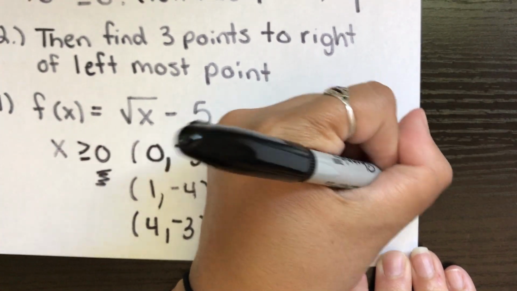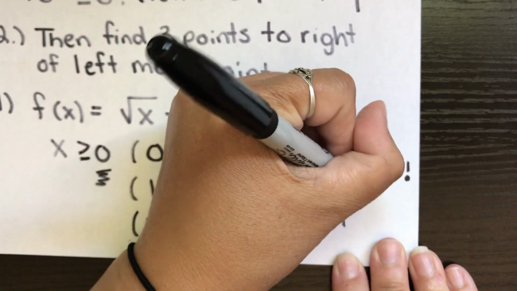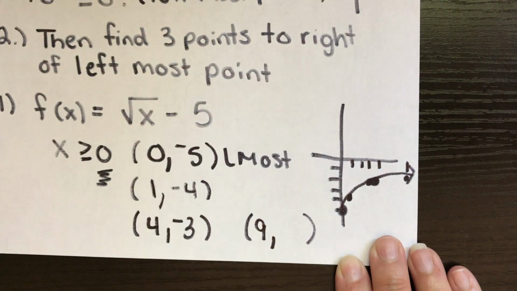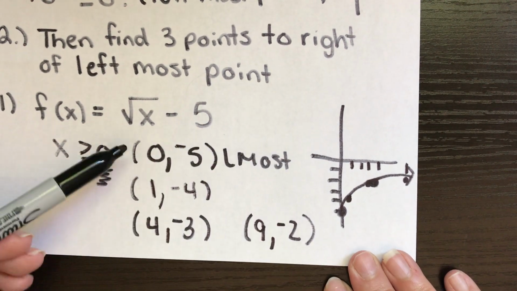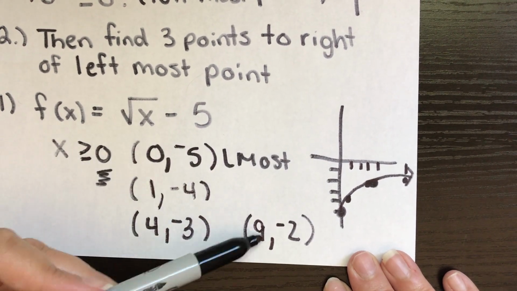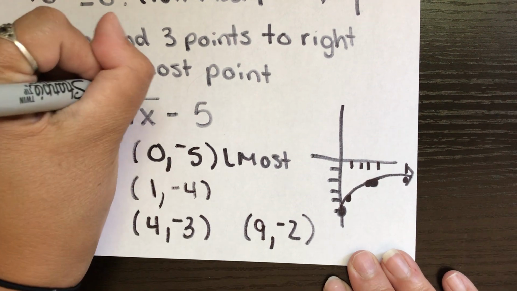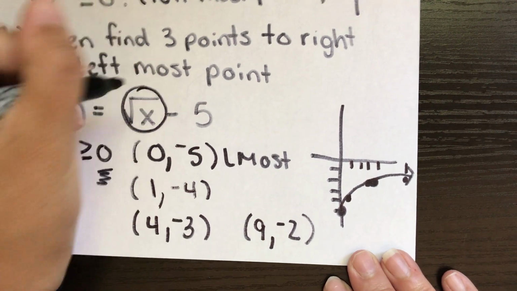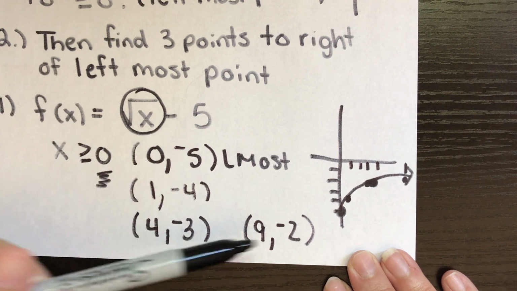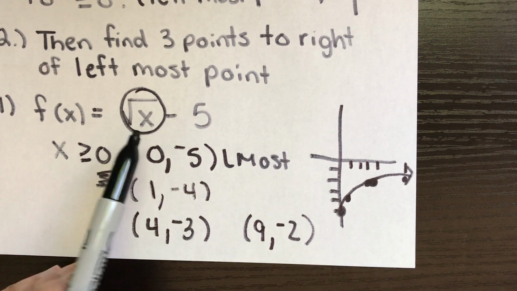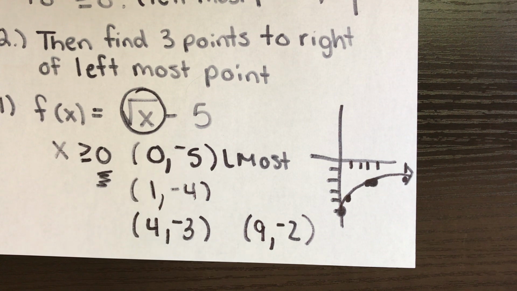So that's going to put me way over here somewhere. This is just a sketch. I'm not doing my graph to scale, but that's what it would look like. (9, negative 2). So while you think you could choose any numbers you want, I can tell you if the x is under here alone, which it is, you can always use the numbers 0, 1, 4, 9. That will always work when x is alone because those are perfect squares.